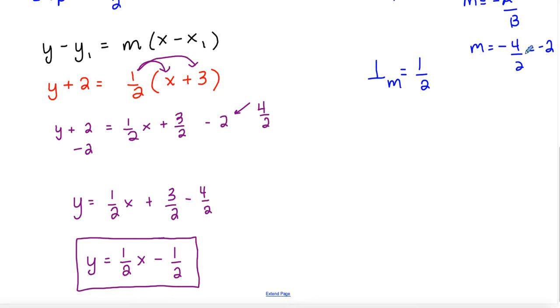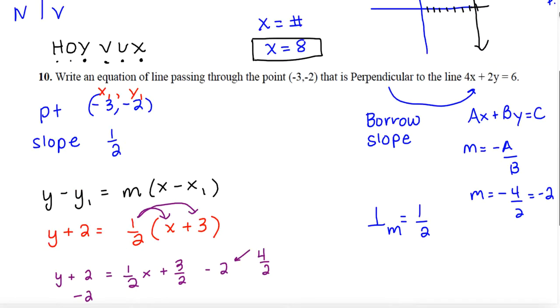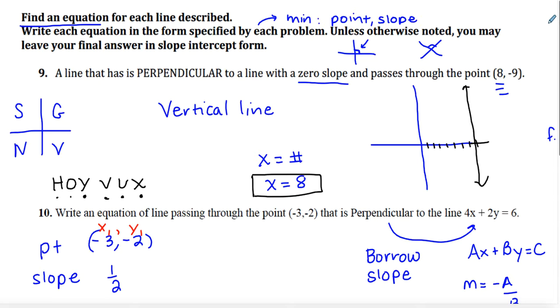All right, hopefully that was a quick review of perpendicular lines and negative reciprocal slopes and even horizontal and vertical lines.